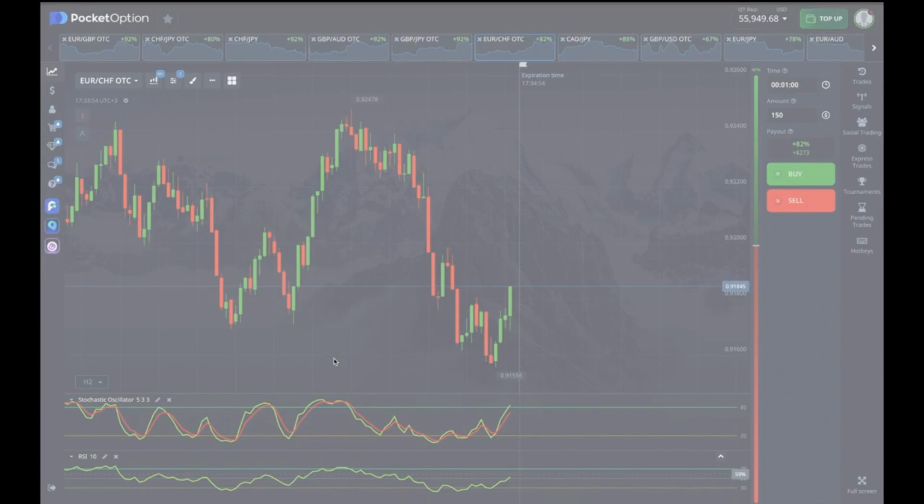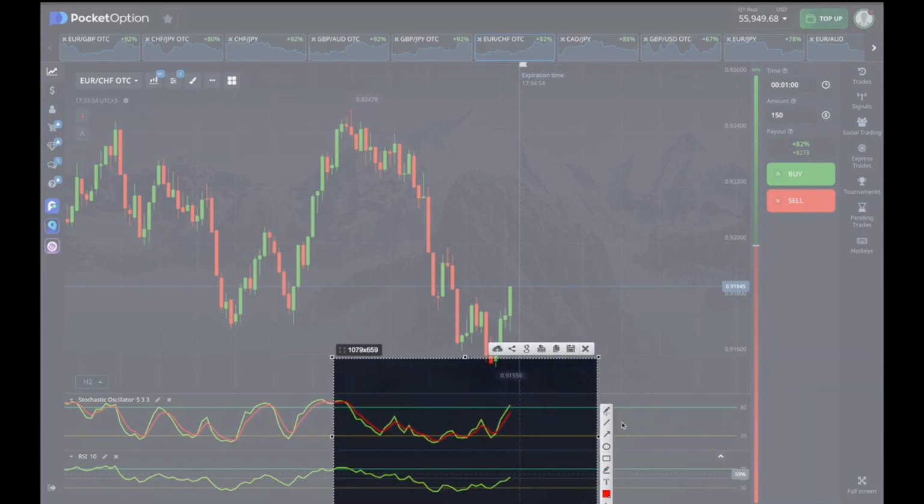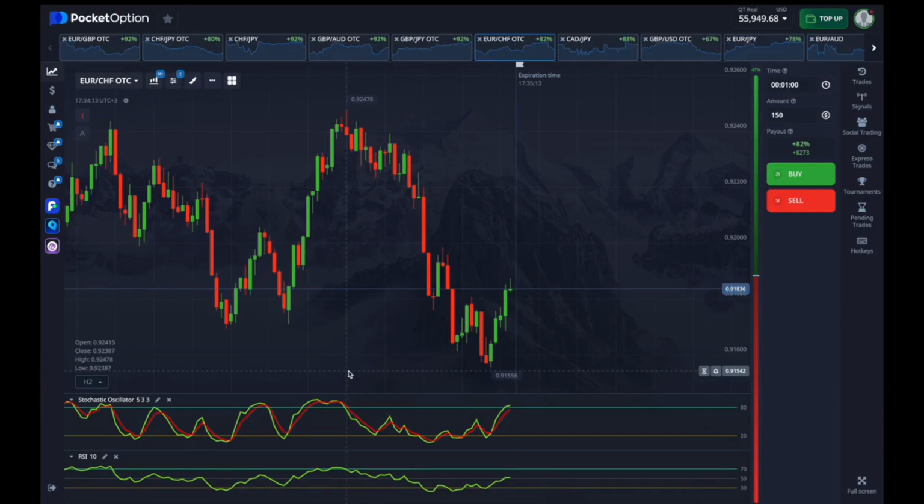Let me illustrate this for you now. When we perceive that the relative strength index or RSI line approaches the 90 level, it indicates that the financial instrument is currently overbought. And similarly, when we notice that it approaches the 30 line, it signifies that the instrument is presently oversold, providing valuable insights into market conditions.